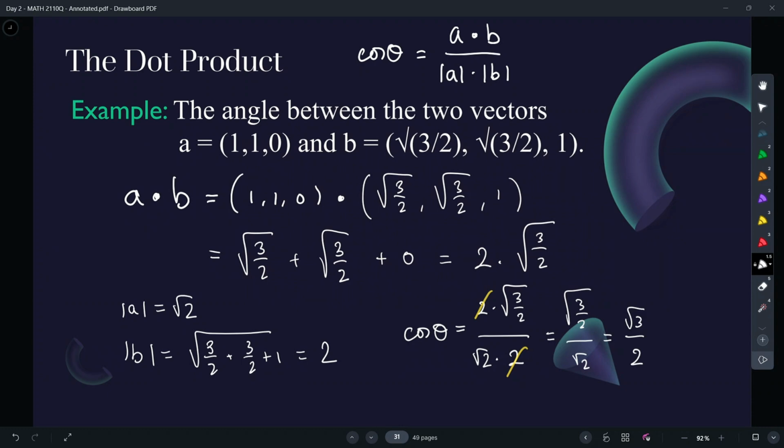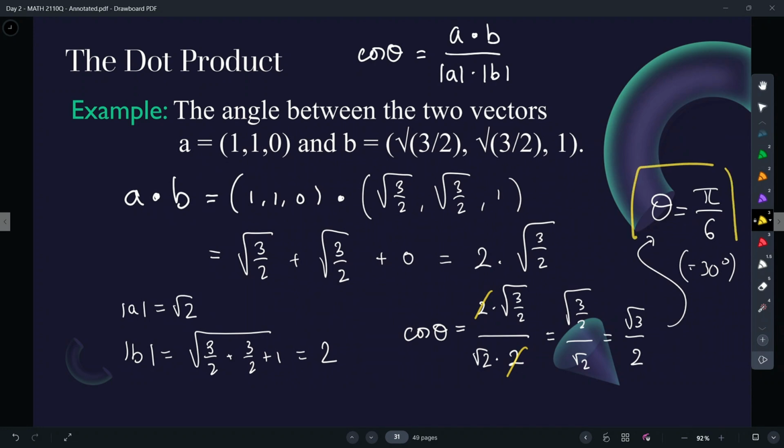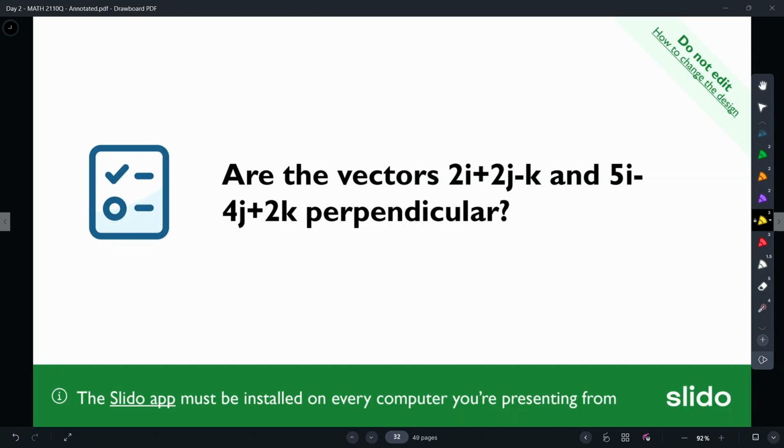What angle has cosine the square root of 3 over 2? Pi over 6. Very good. Thank you so much. Which in degrees is what angle? 180 divided by 6, so this is 30 degrees. So these two vectors are at 30 degrees in space, and that's how you compute an angle. That is my answer: they are at a pi over 6 angle. All right, let's give you a quiz.